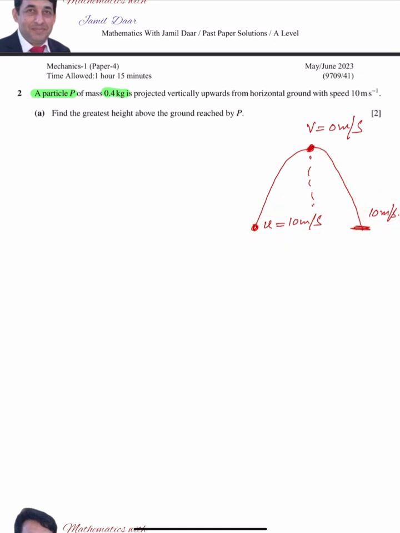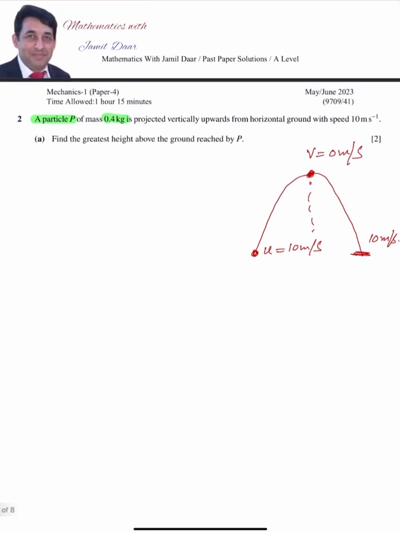You have to keep this in your mind: if you have projected some particle with 10 meter per second, it will hit the ground with 10 meter per second. That would be the same actually.